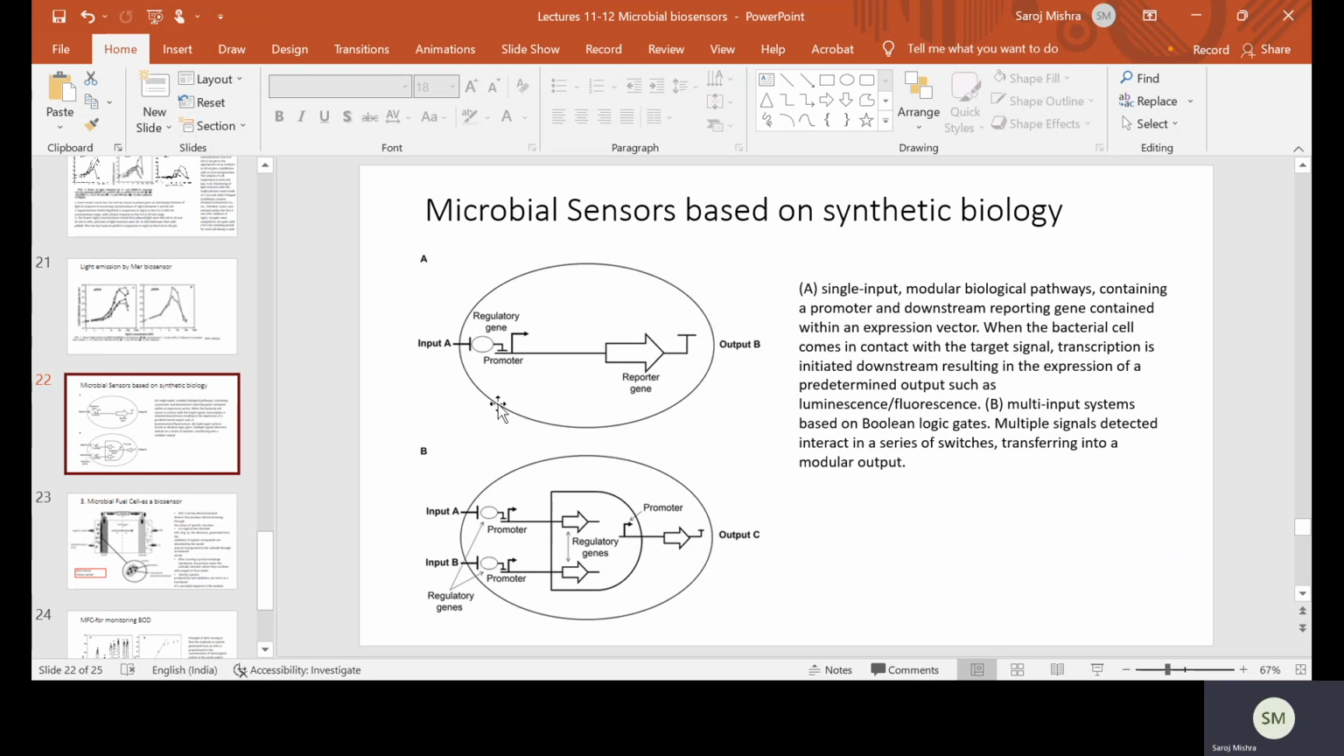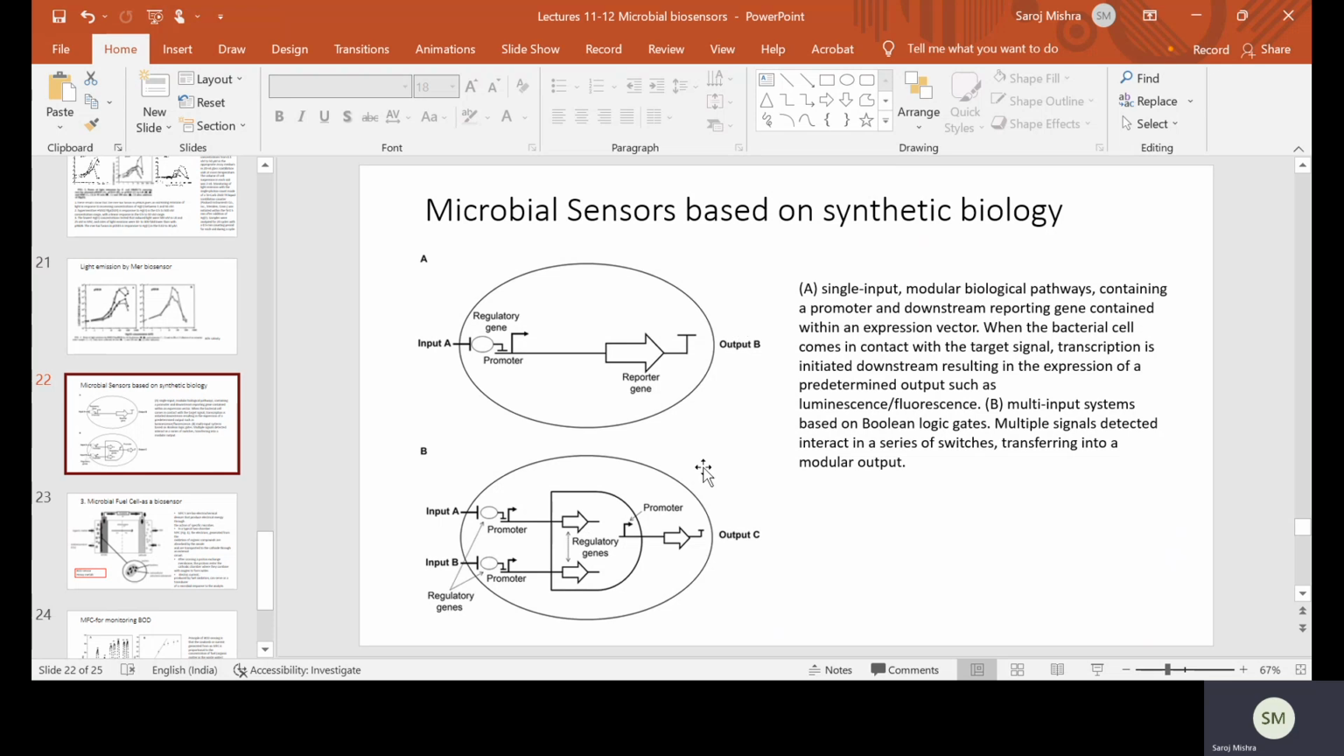So you can imagine that this is very simple: a single input, a modular biological pathway. It contains a promoter and a downstream reporter gene. Everything is contained within an expression vector. So this bacterial cell, anytime it comes into contact with the signal, will give you an output, which you are going to record. That is what needs to be understood here.